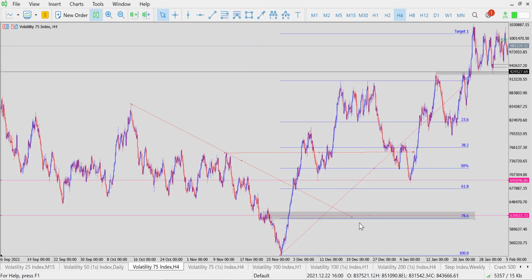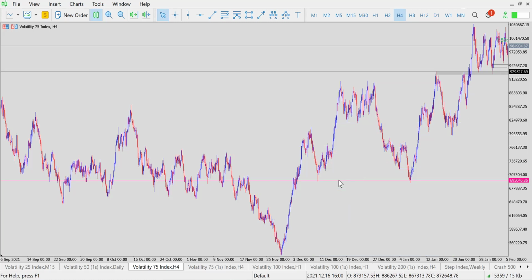In this case at 78, there's only an area of support, which is this swing point which was violated. Today we are not talking about areas of support. We are only using order blocks. So there is this order block there that we have identified, located at 61.8.